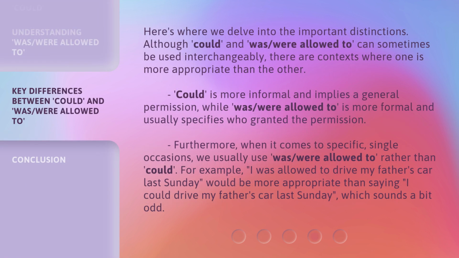Here's where we delve into the important distinctions. Although could and were allowed to can sometimes be used interchangeably, there are contexts where one is more appropriate than the other. Could is more informal and implies a general permission, while were allowed to is more formal and usually specifies who granted the permission.